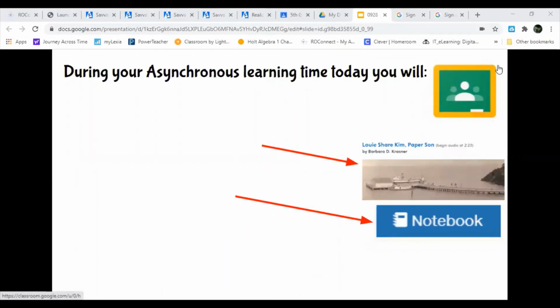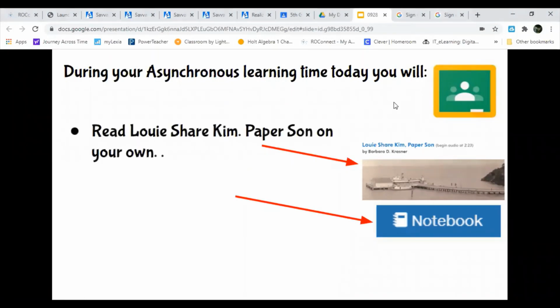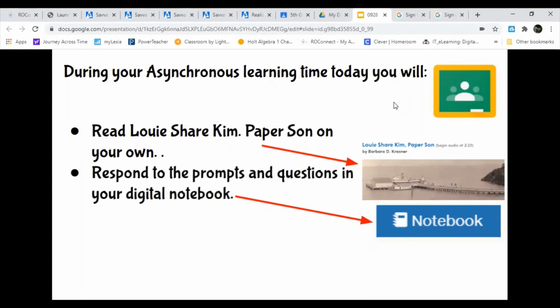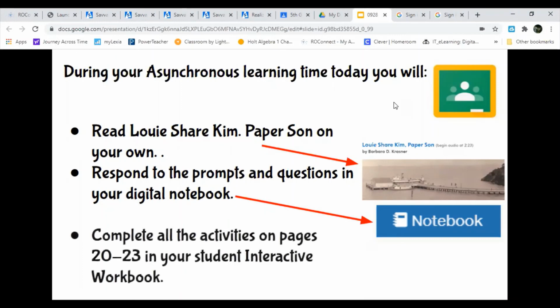During your asynchronous learning time today, you will read Louis Sher Kim Paper Sun on your own. You will respond to the prompts and questions in your digital notebook. Complete all the activities on pages 20 to 23 in your student interactive workbook.